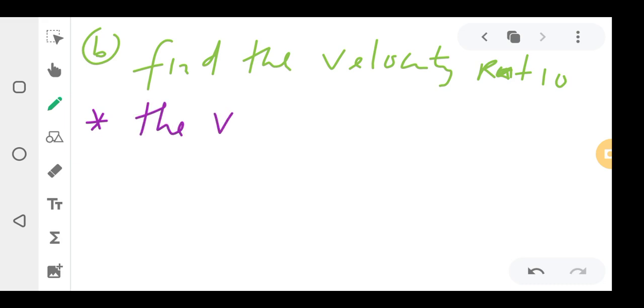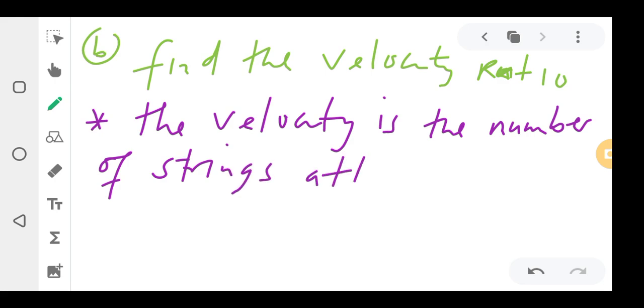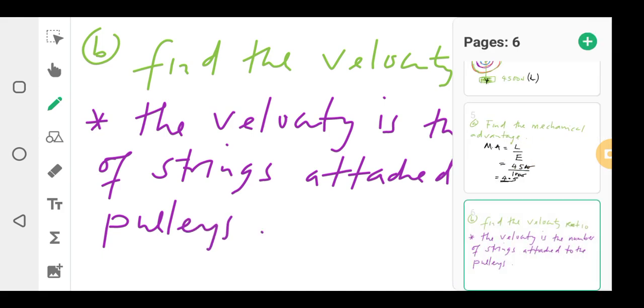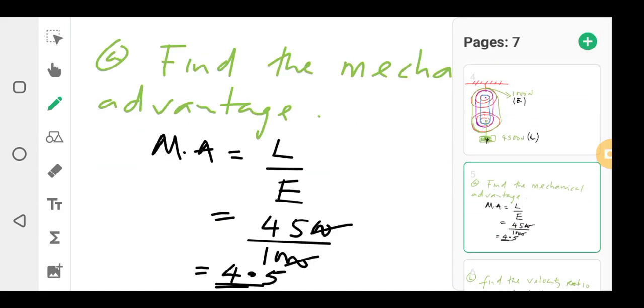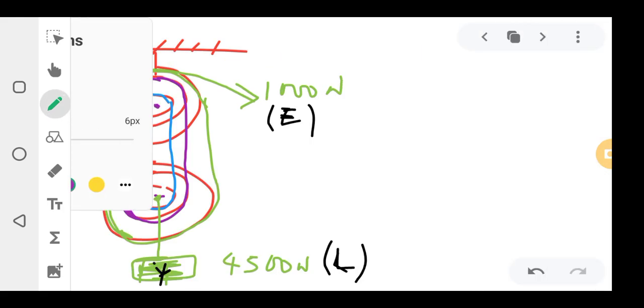So the velocity ratio is the number of strings attached to the pulleys. Those are round things. So you come here, you look at your diagram. How many strings do you see attached? They look like parallel lines.